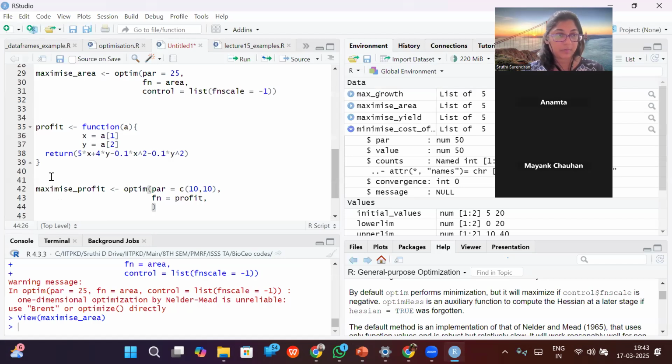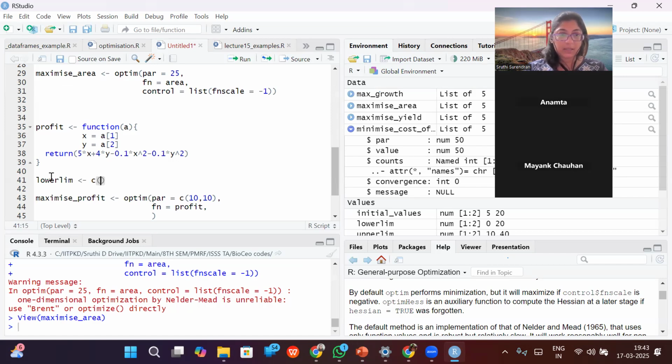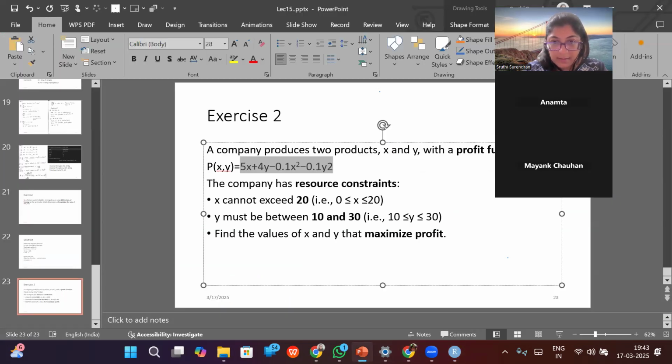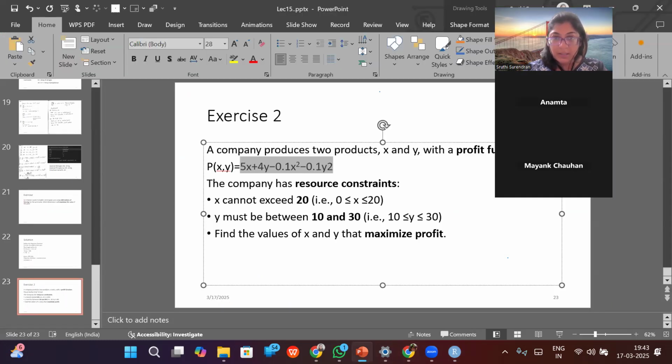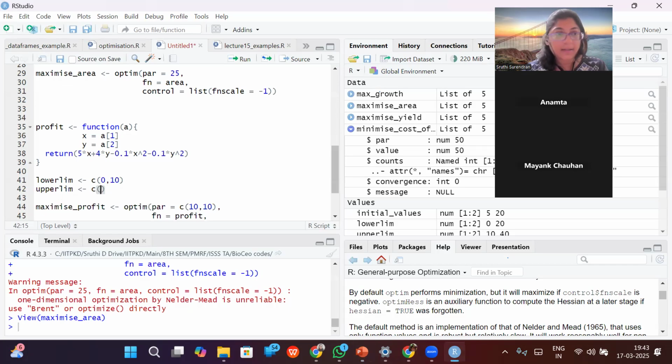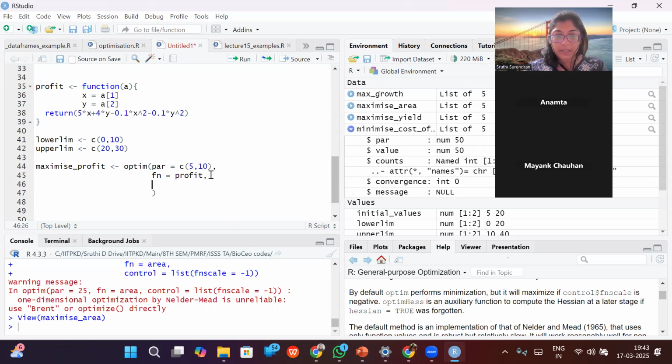So let's put the constraints over here. The lower limit is equal to c(0, 10), 0 for x and 10 for y, and the upper limit is c(20, 30), 20 for x and 30 for y. So let's put this as 5 and this is 10. Function is profit. Lower is equal to lower limit.